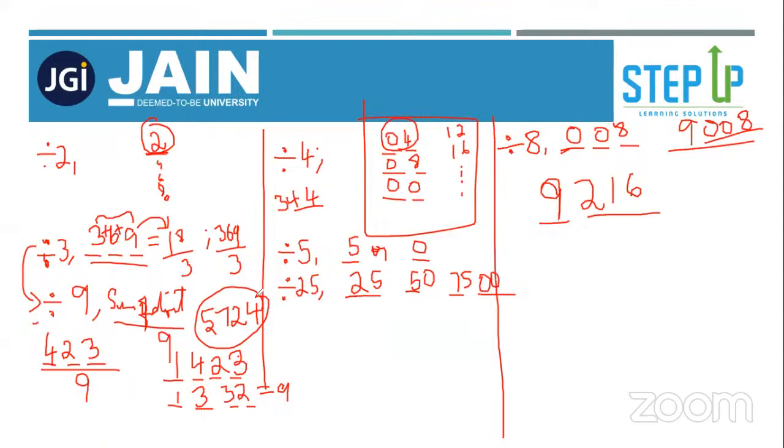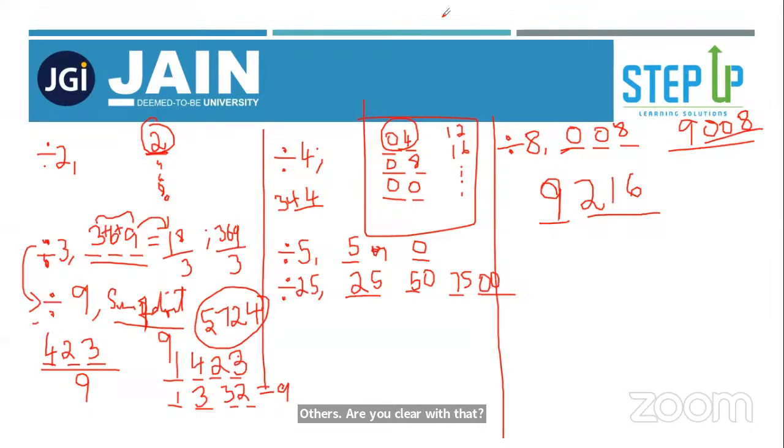5, 7, 2, 4 is 18. The sum is 18. The 18 is divisible by 9. Then 5724 is also divisible by 9. Are you clear with that? Others, are you clear with that?